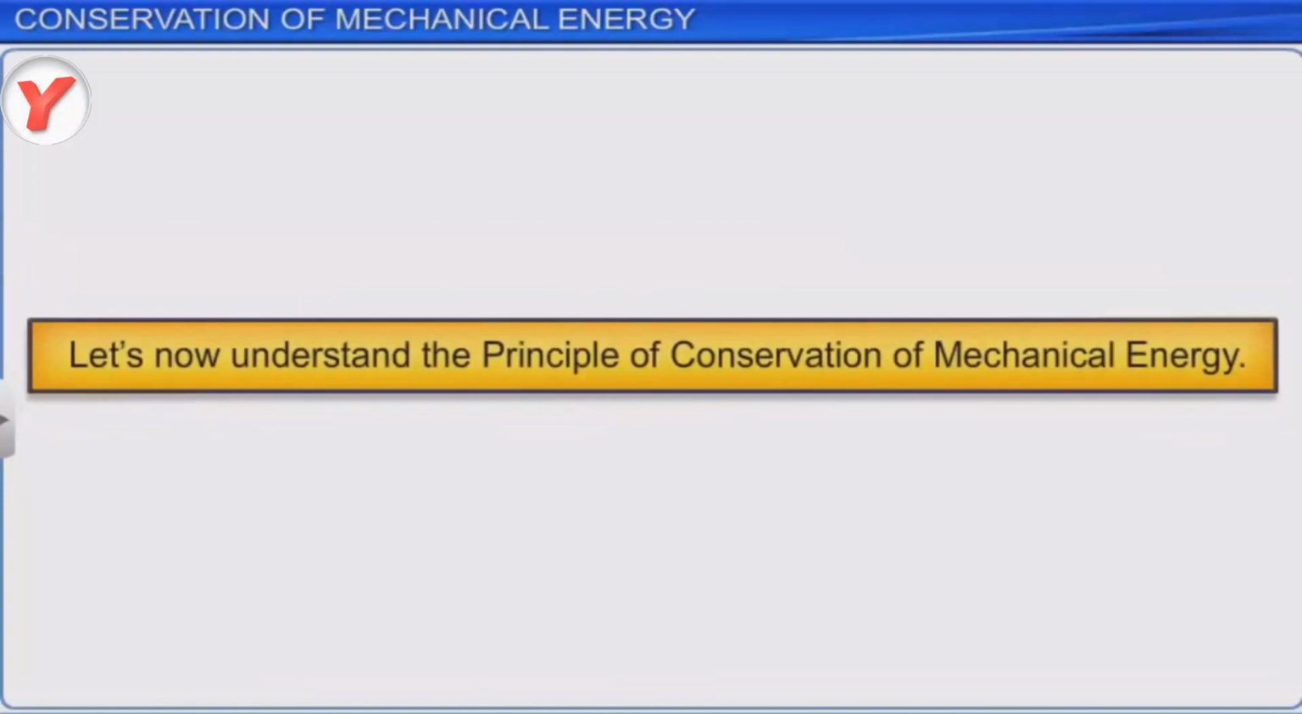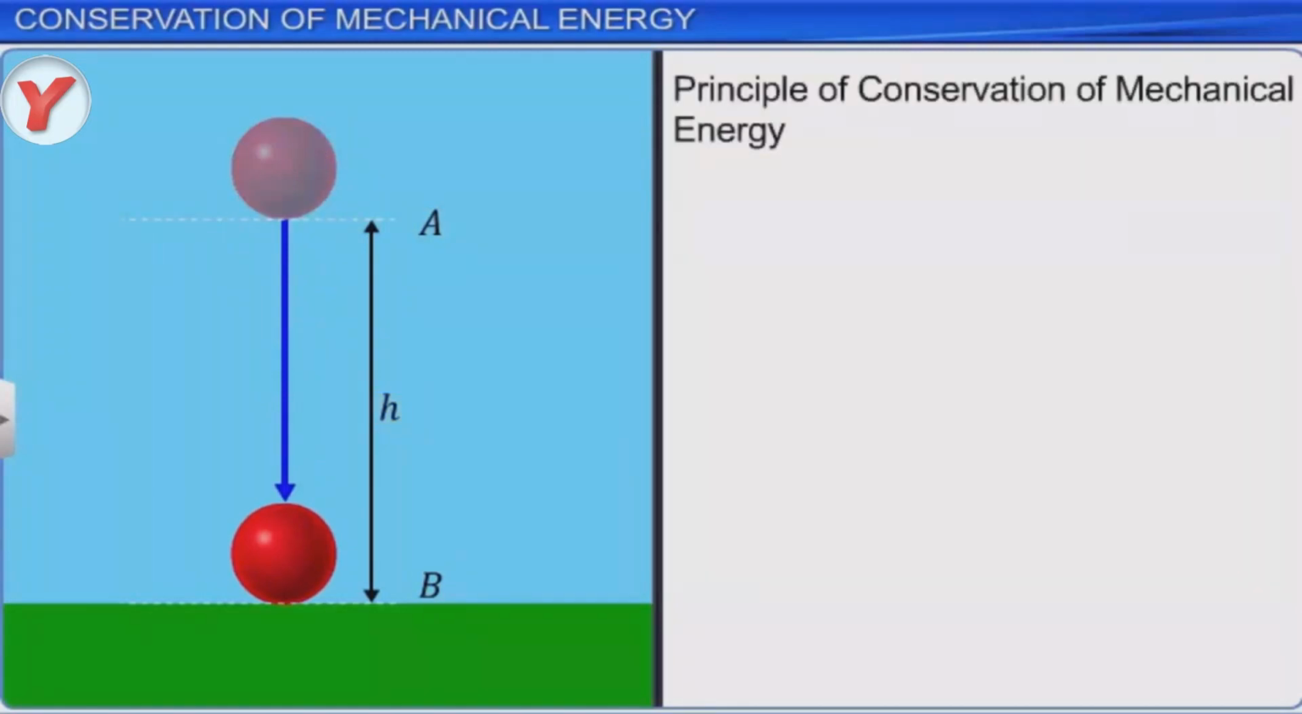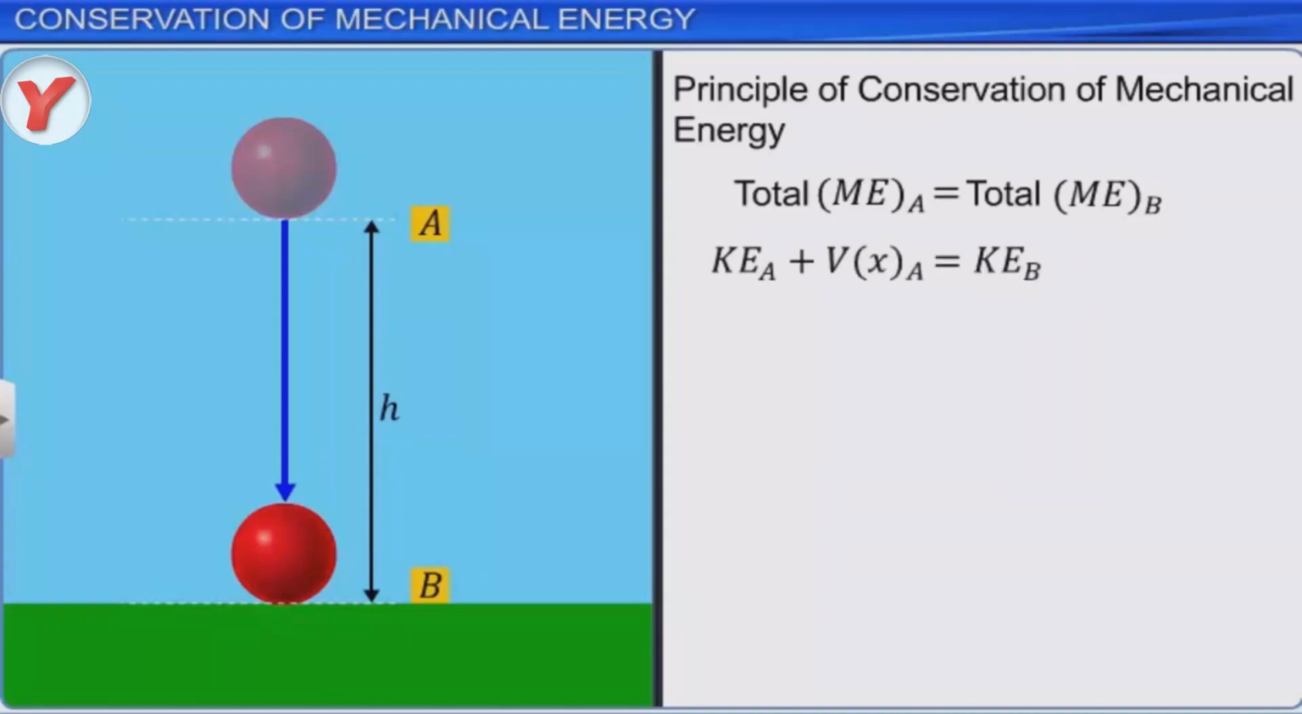Let's now understand the principle of conservation of mechanical energy. Consider any two points A and B in the path of a body falling freely from a certain height h. According to the principle of conservation of mechanical energy, we can say that for points A and B, the total mechanical energy is constant in the path travelled by a body under the action of a conservative force. That is, the total mechanical energy at A is equal to the total mechanical energy at B. Or KE A plus V of X for A is equal to KE B plus V of X for B. Let this be equation 5.